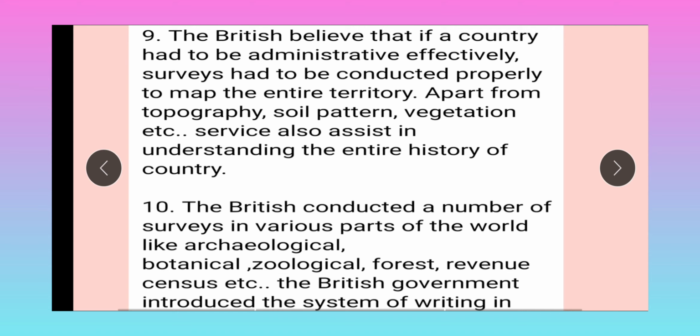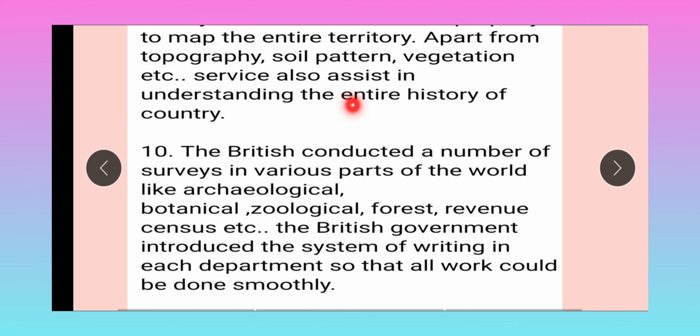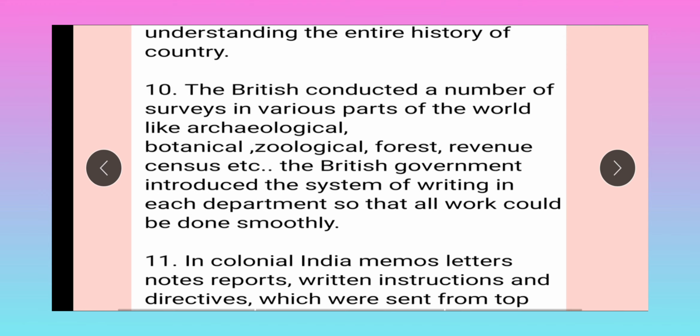So if anyone wants to administer effectively, first they have to know the opinion of the people and the basic information about the project they are going to work on. Collecting this basic information is called a survey. So the Britishers emphasized doing surveys first and then taking any decision or further steps.